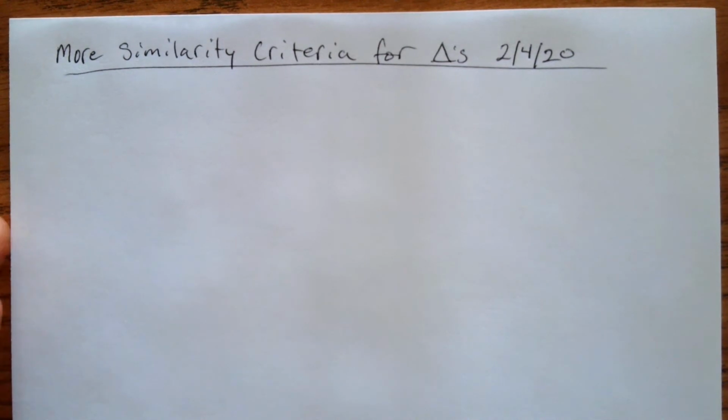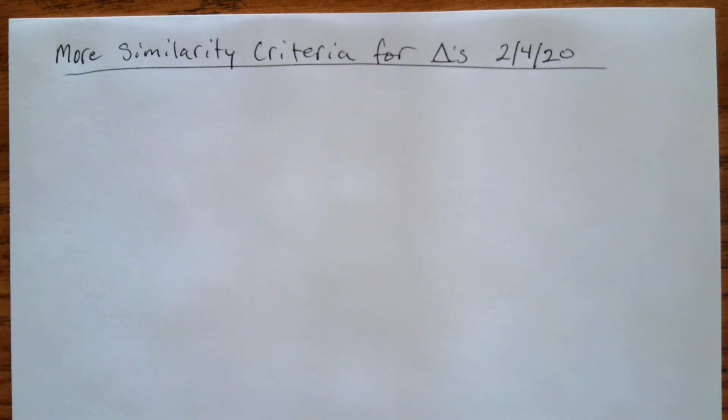Looking at more similarity criteria, we actually know the definition of similarity, which means all corresponding angles are congruent and all corresponding sides are proportional. That means if you divide matching sides, you should get the same number for all three sides. But we're going to look at some more shortcuts.